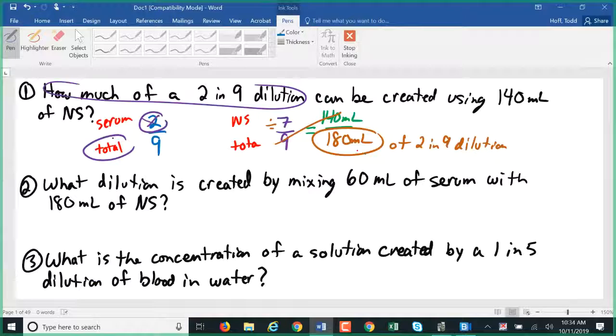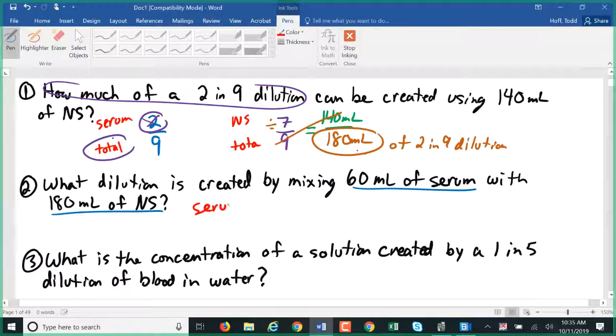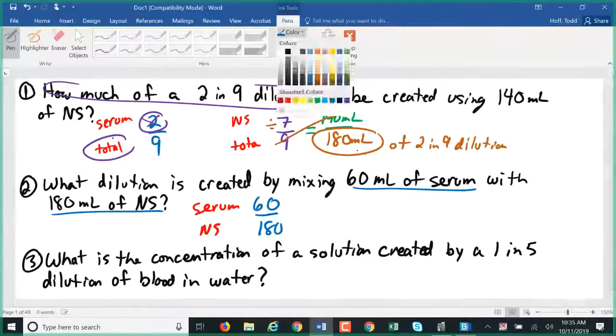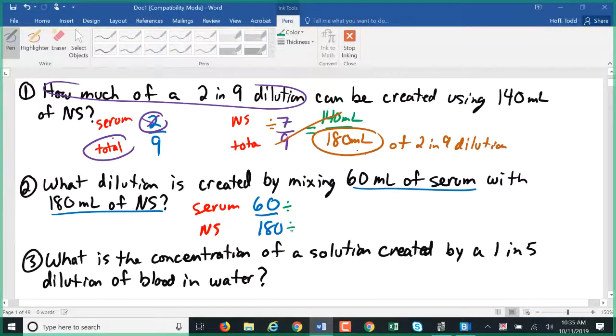Number 2, what dilution is created by mixing 60 milliliters of serum with 180 milliliters of NS? Well, what we have there, of course, is serum to NS. Let's create that ratio, but we know that's not our dilution. That's 60 to 180. That can be reduced. Both of those can be divided by 60. 60 divided by 60 is 1. And 180 divided by 60 is 3.